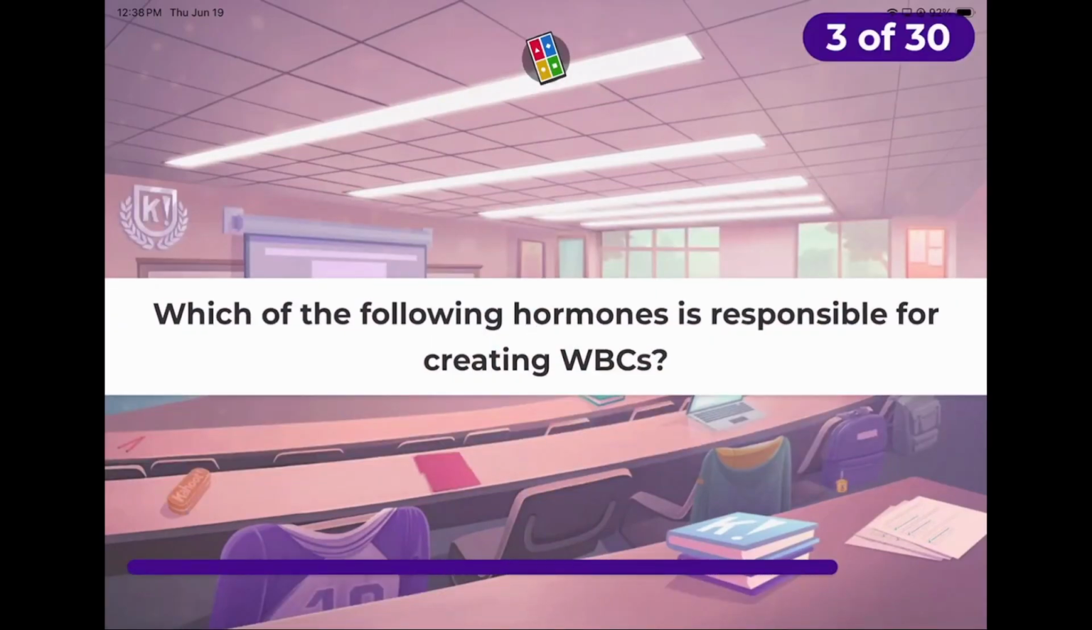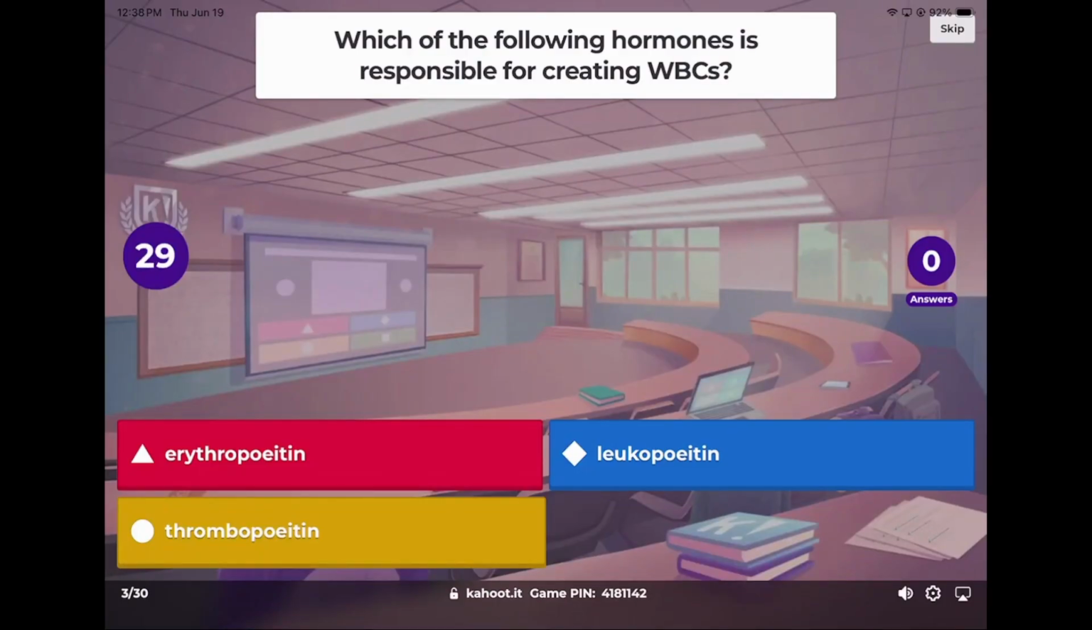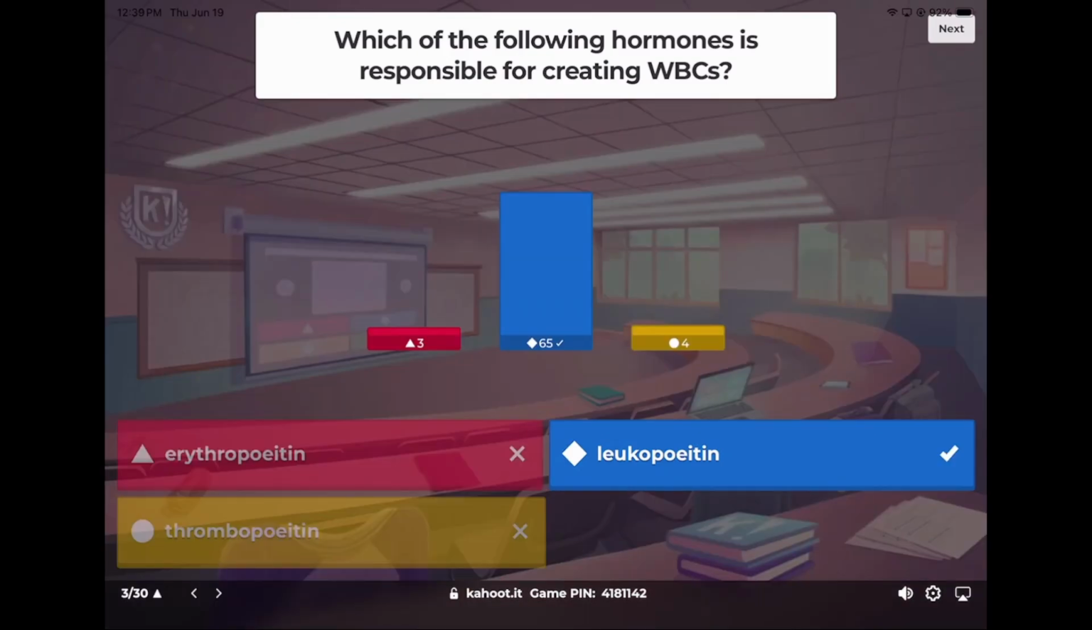Which of the following hormones are responsible for making white blood cells? You guys can see the questions and answers on your things, right? It's all there, okay. Erythropoietin is for what? Red blood cells. Leukopoietin, white, and then the thrombo is your platelets.